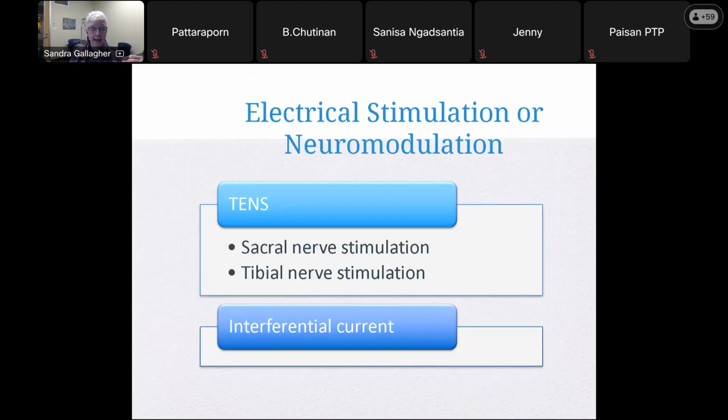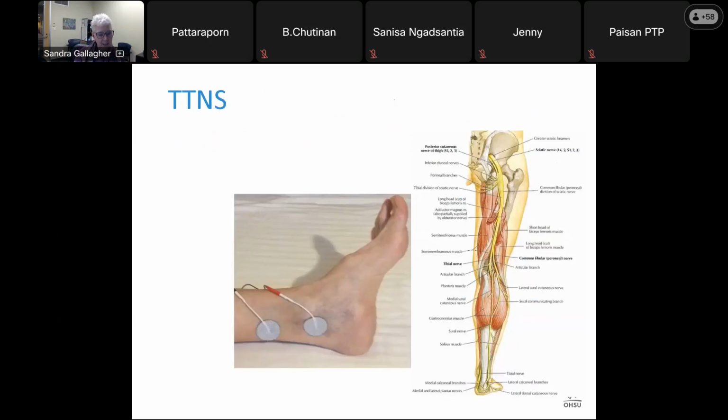When talking about modalities for constipation, you can do the same TENS that you saw me talk about earlier and that people learned when they were here. And then there's also something called interferential current. So there's the TENS, again, showing the common placement and why it matters.